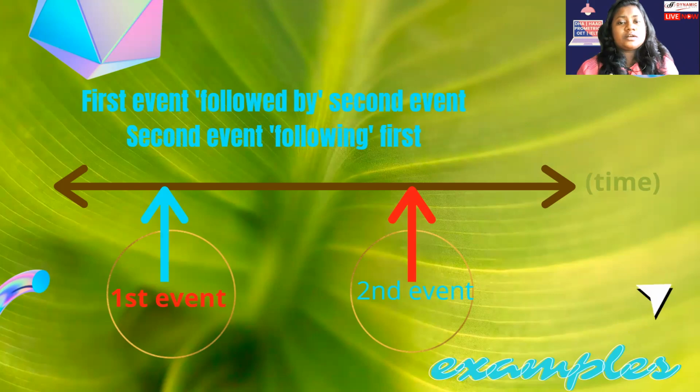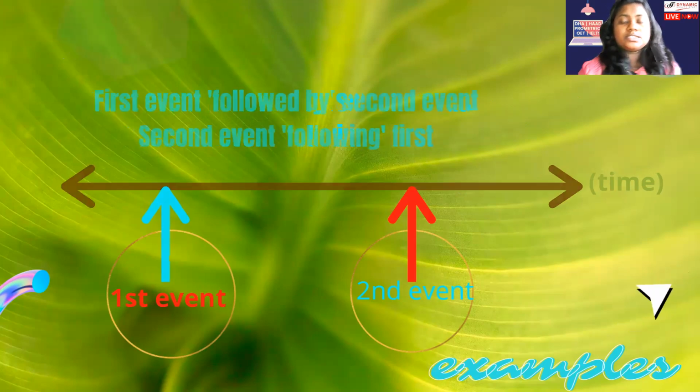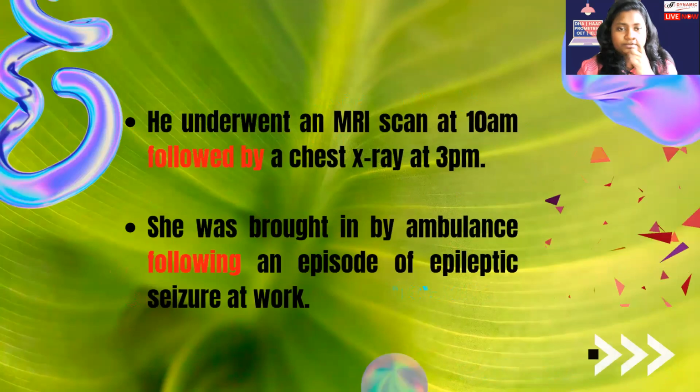When we are using "following", it will be the opposite: second event following first event. Study only one, otherwise you will get confused again. Study the first one: 1 followed by 2. Okay, so we'll see some examples for that.